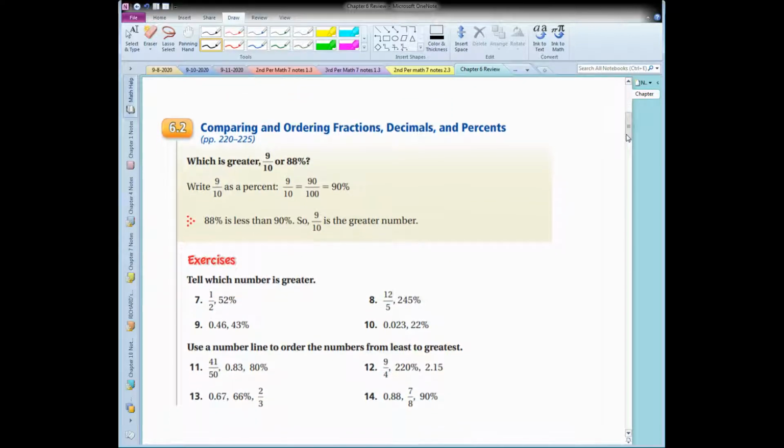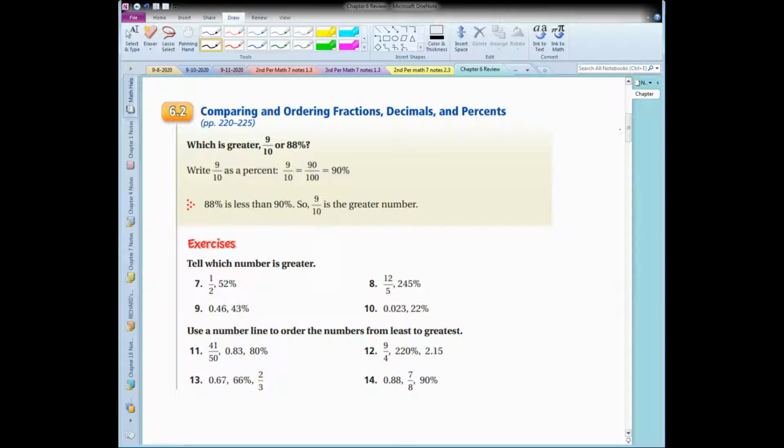Then in 6.2, we talked about comparing and ordering fractions, decimals, and percents. And the thing to remember there is to change everything either into decimals or percents. Those are your best options. If you try to change everything into fractions, you can. I'm not going to stop you. But you can't compare fractions unless they have the same common denominator.